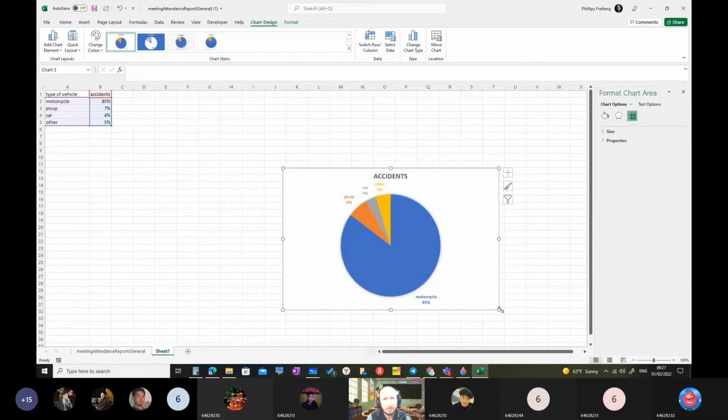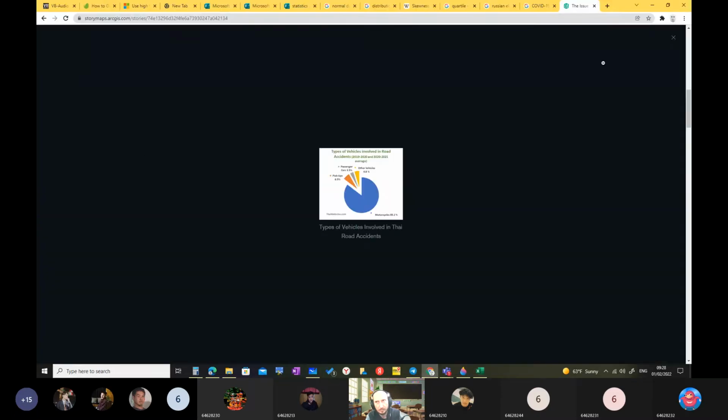Okay, so this is what they had, right? Motorcycle 85. So now with our eyes, we can see that out of all the accidents, 85% are people on motorbikes, right? Then pickup, car, other. So most of the accidents, and if you have an accident, you are injured or dead, right? So most of the people who are injured or dead are on motorbikes, right? So this is what we see here.